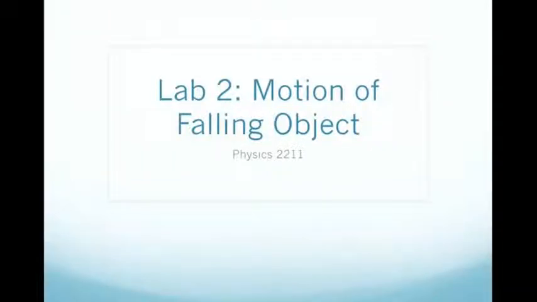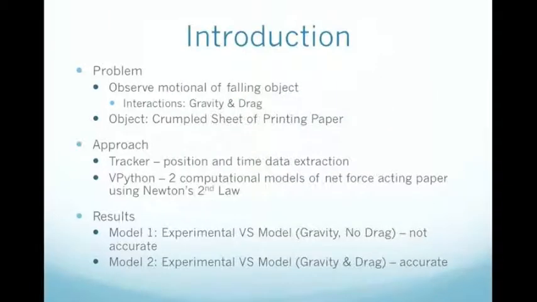Lab 2, Motion of a Falling Object. The objective of this lab was to observe the motion of an object that is dropped from rest and falls somewhat slowly and straight down in order to observe the interactions of gravity and drag force with the object. The object used in this experiment was a crumpled sheet of printer paper.